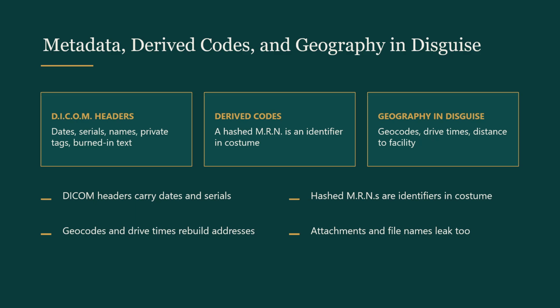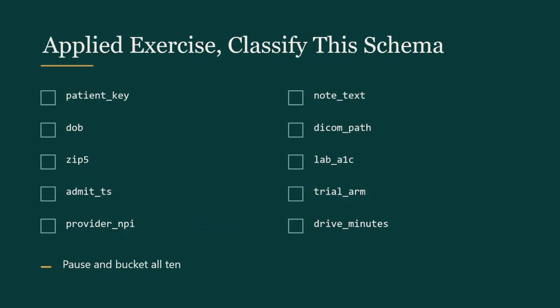Hiding place 3, geography in disguise. Census block identifiers, exact latitude and longitude, distance to the treating hospital, and drive time from home all reconstruct location, and location intersected with public property records reconstructs an address. Build the permanent habit. Never classify a dataset from its documentation. Open the actual data, read the ugliest free text field, dump the metadata, and ask of every column what it was derived from.